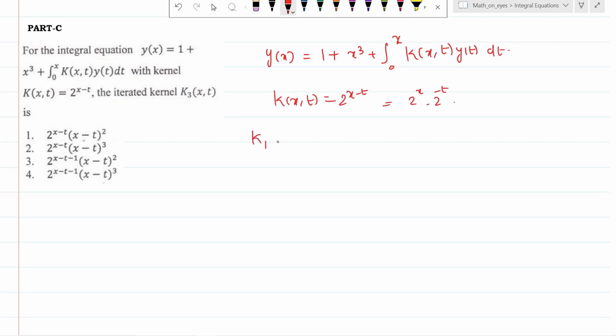So what is k1 of x comma t, which is the same as k of x comma t, which is equal to 2 power x into 2 power minus t. And then we need to find k2 of x comma t, and then we need to find k3 of x comma t. So this is what the question is.